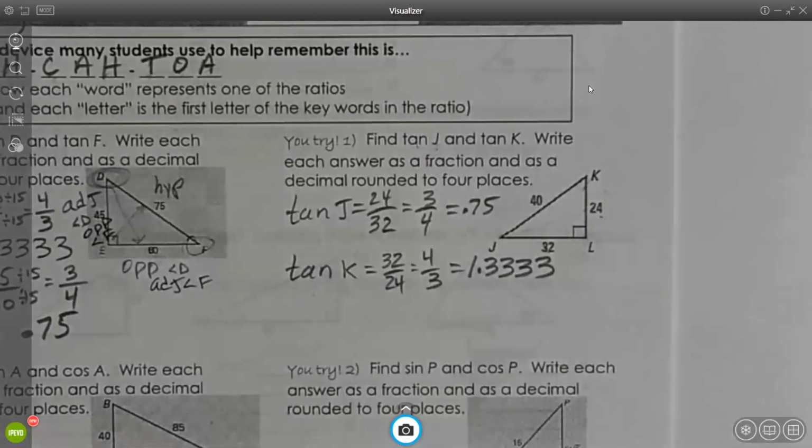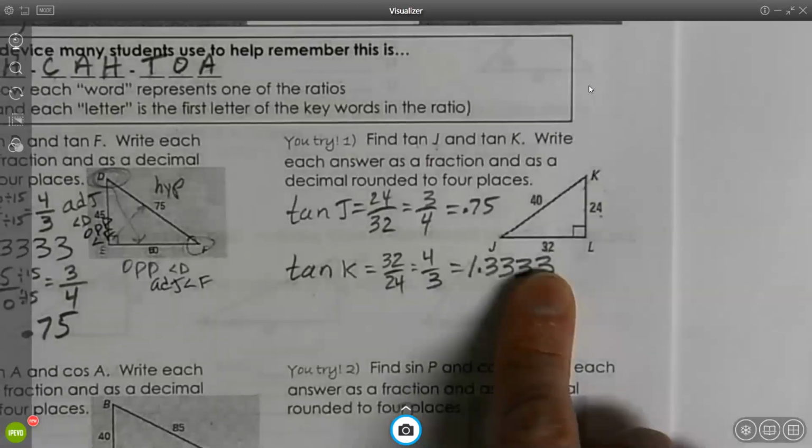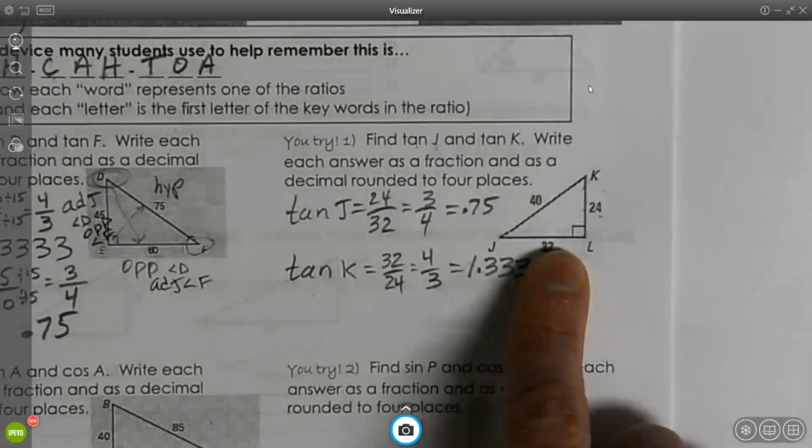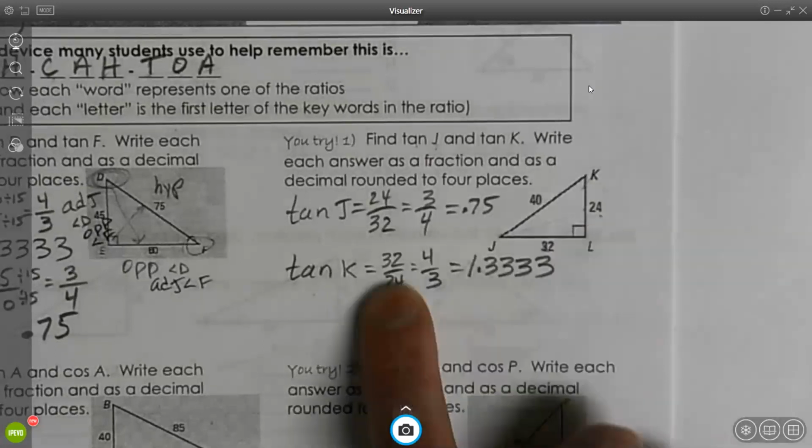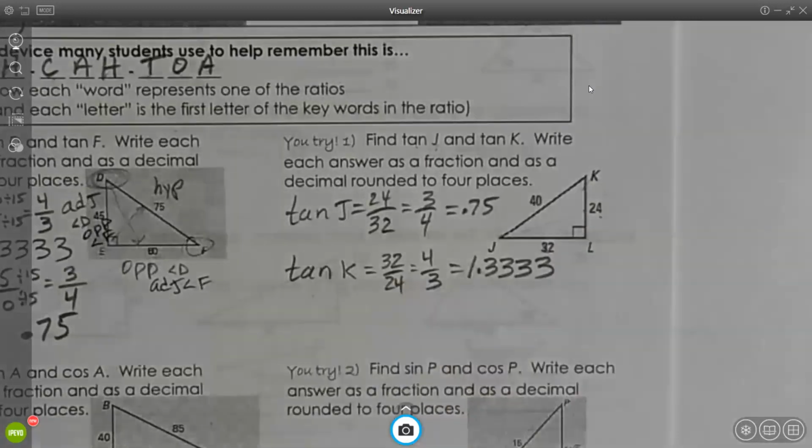So on your SAT, they might ask you, what is the tangent of K? So you would have to look at the picture they provide you. They might have different numbers. And the opposite over adjacent would be your 32 over 24. Then you'd have to check to see the options. Have they reduced it or are they using unreduced numbers? It all depends on how they display their answers.